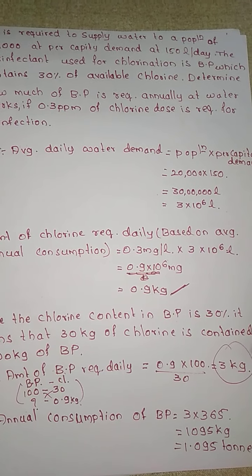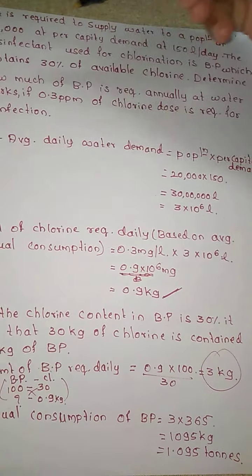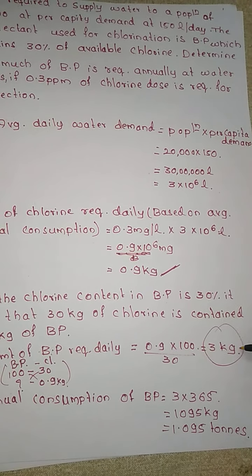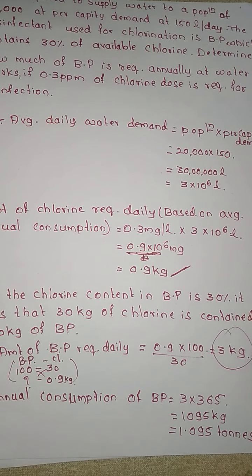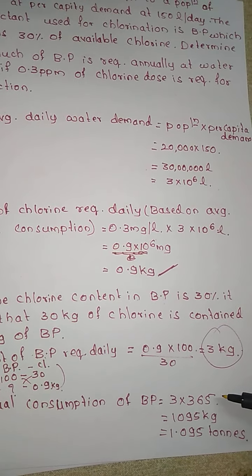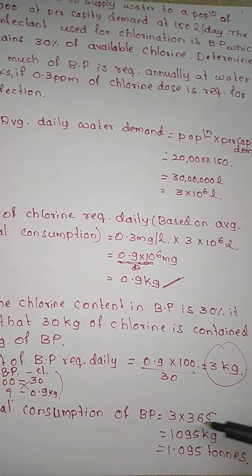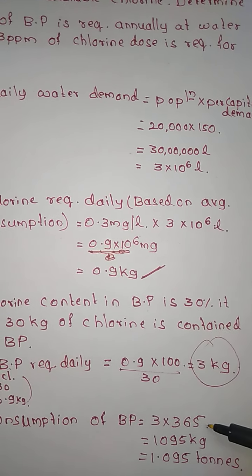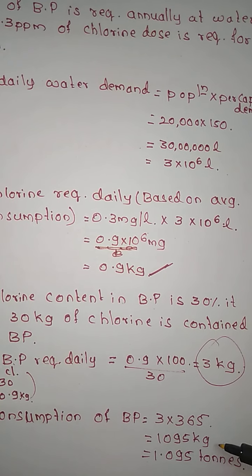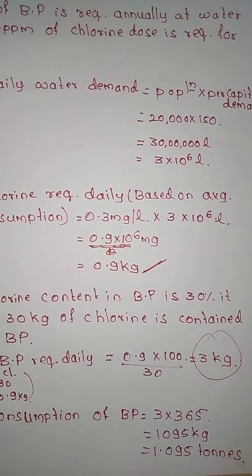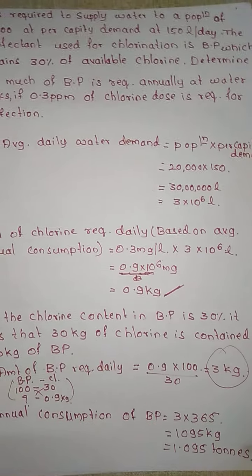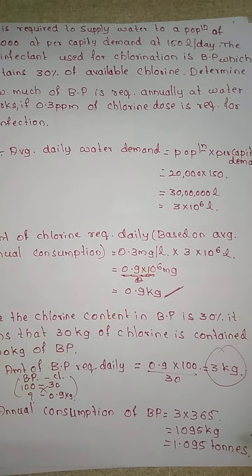Now they are asking you to determine how much quantity of bleaching powder is required annually. This is per day, so we have determined it for per day. Now we need to determine how much bleaching powder is required for a year. So 1 year will have how many days? 365 days. So 3 kg multiplied by 365 days, we are going to have 1095 kg per year. So it is 1.095 tons per year of bleaching powder required. This kind of problem will be asked in your exams in the disinfection process.